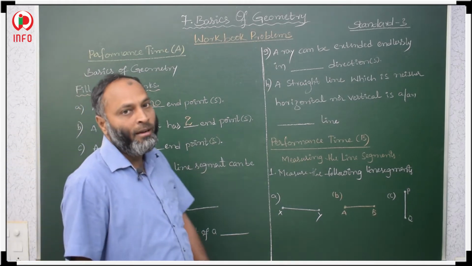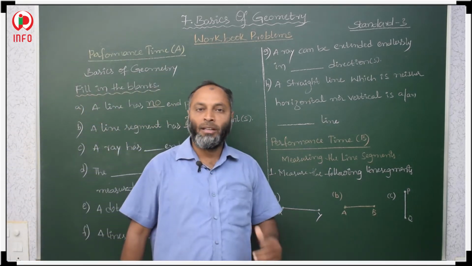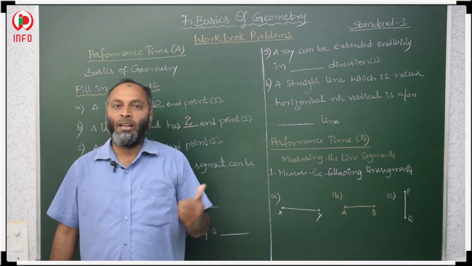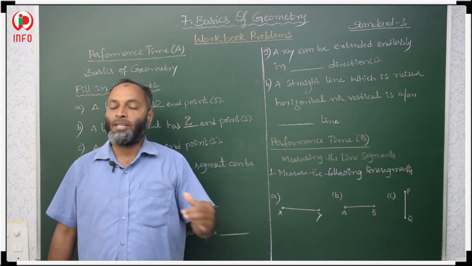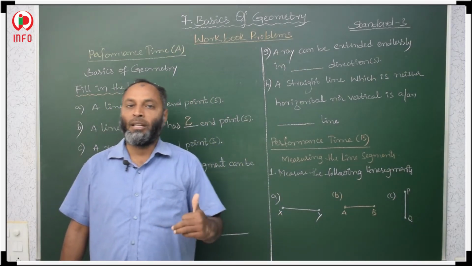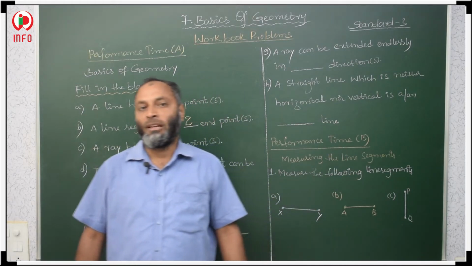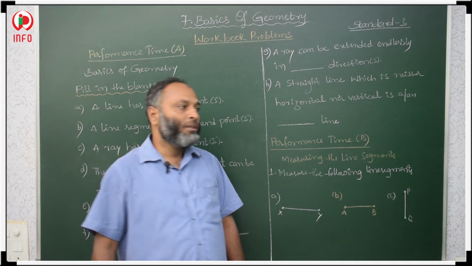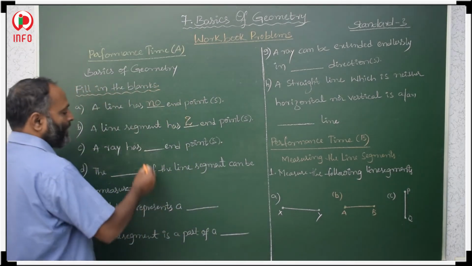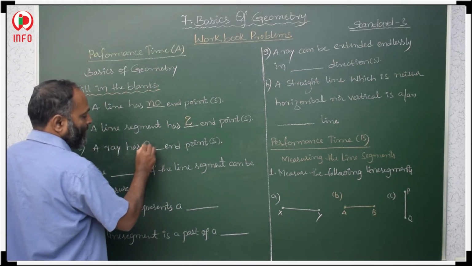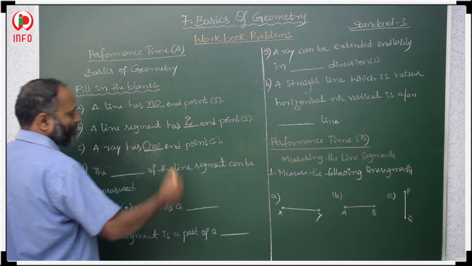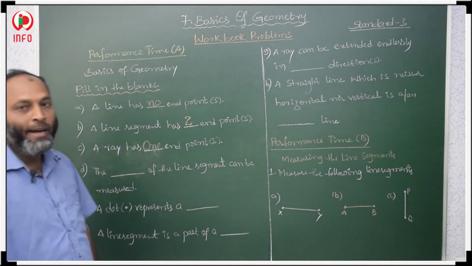Okay. Here a ray has dash endpoints. So a ray has 1 endpoint. In the ray also, the length of the ray we cannot measure because it has only 1 endpoint. In the other direction it extends infinitely. So that is why we cannot measure the length of the ray also. So a ray has 1 endpoint. How many? 1 endpoint.